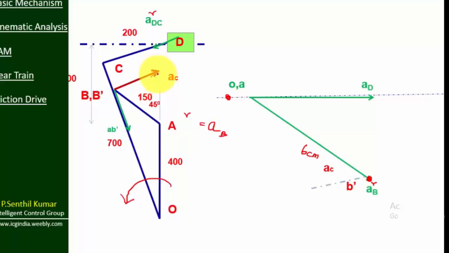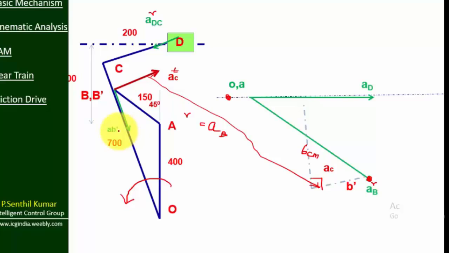So now I'm going to copy this line from here to here. So this is a line. So this is the tangential component. The Coriolis component normally represents the tangential. Then how do you find the radial? The radial and tangential are both perpendicular, so we can draw a perpendicular line for that.